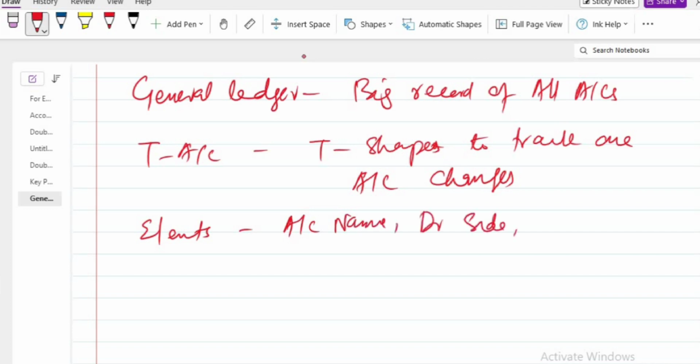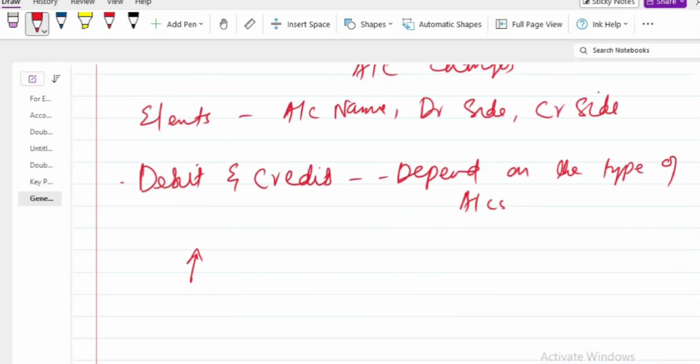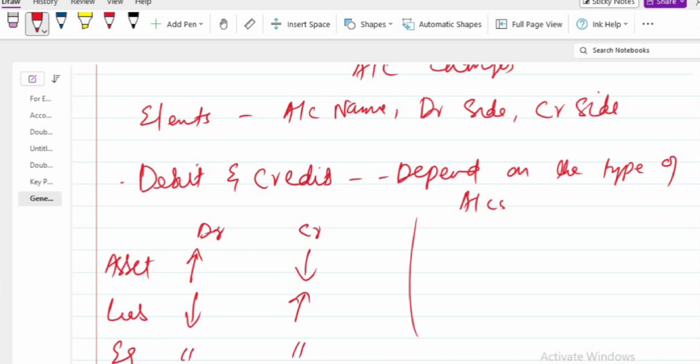Okay, and we have also discussed the debits and credits. This actually depends on the type of accounts. So let me write it again here. For an asset, an increase should be debit and a decrease should be credit. For a liability, a decrease should be debit and an increase should be credit. Equity is the same. For expenses, when expenses increase, that should be debited. Okay, let me write the expense too. And a decrease in expense should be credit. Clear? So this is the lecture.